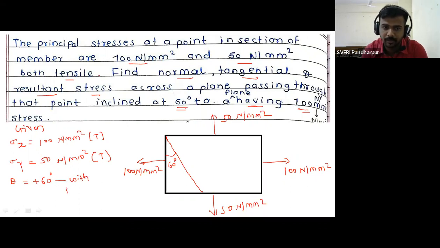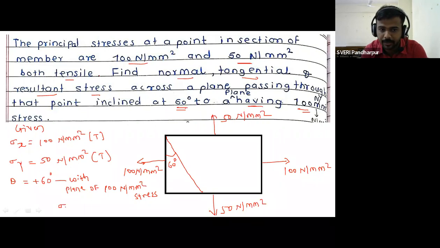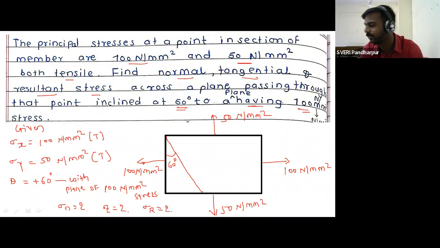with plane of 100 Newton per mm square stress, and we have to calculate sigma n, we have to calculate sigma t, and we have to calculate sigma r. So these are the values we have to calculate.